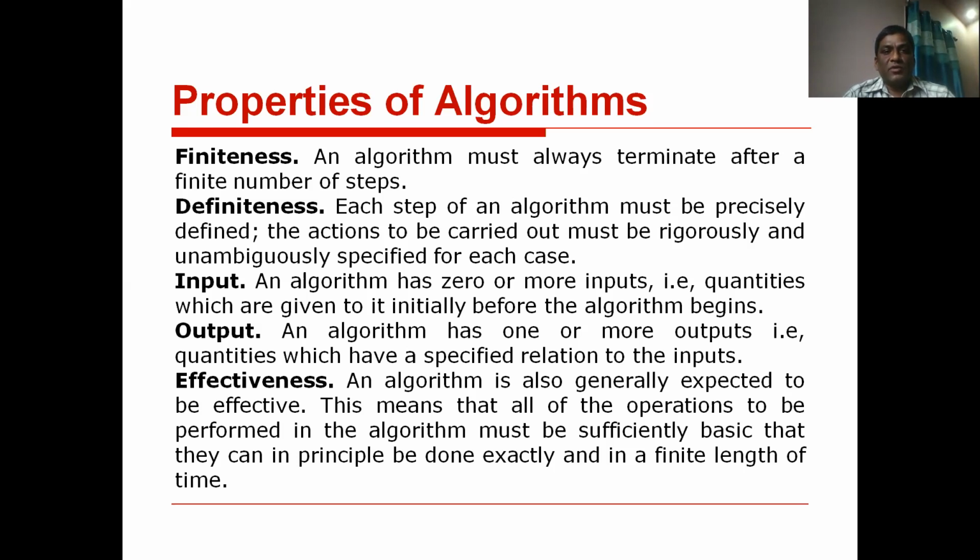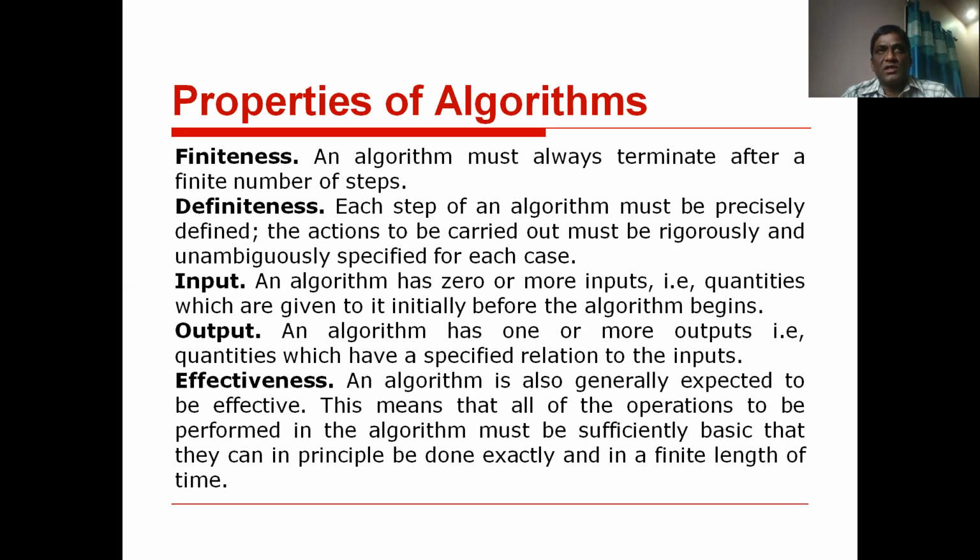And the second property is definiteness. Definiteness says that every instruction that we write in the algorithm should be clear and unambiguous. That means there should be no confusion while performing that particular instruction, because instructions are given to the computer through our algorithms. Every instruction must be clear enough so that the computer should not be confused.